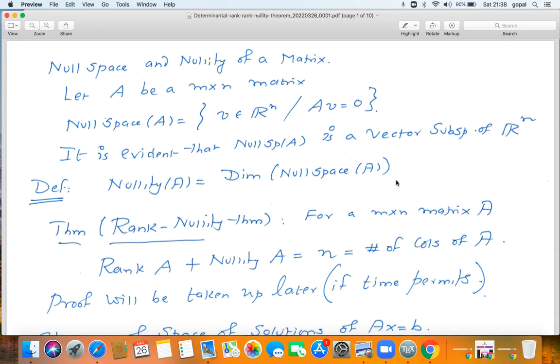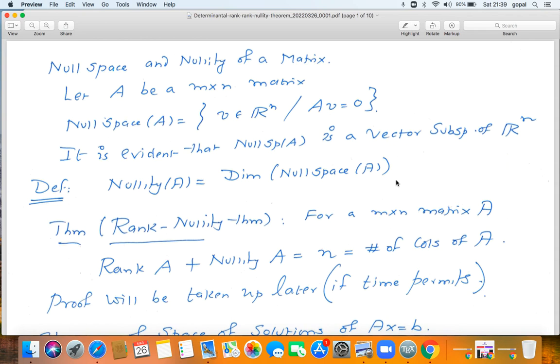What is the null space of A? The null space of A is the set of all elements in Rn. Remember, elements in Rn are regarded as columns. All the columns with n entries V such that AV equal to 0. This is called the null space of A. It is simply those vectors which are nullified by A, which are annihilated by A. So the null space is obviously a vector subspace of Rn. Well, because if AV1 is 0 and AV2 is 0, add them up.